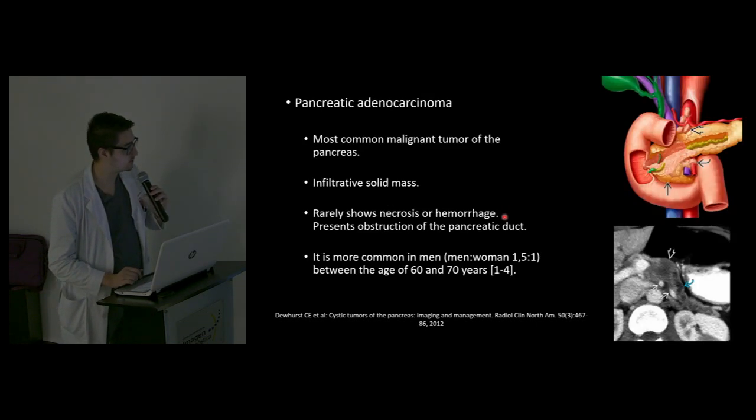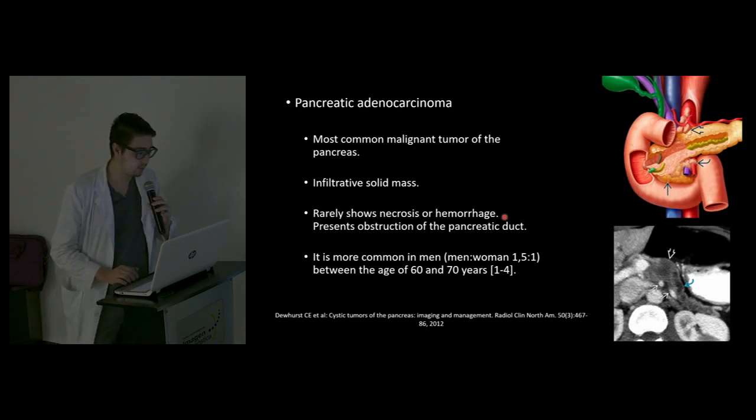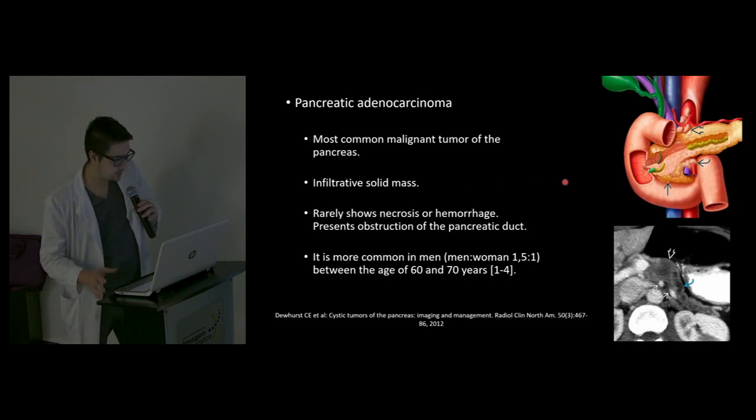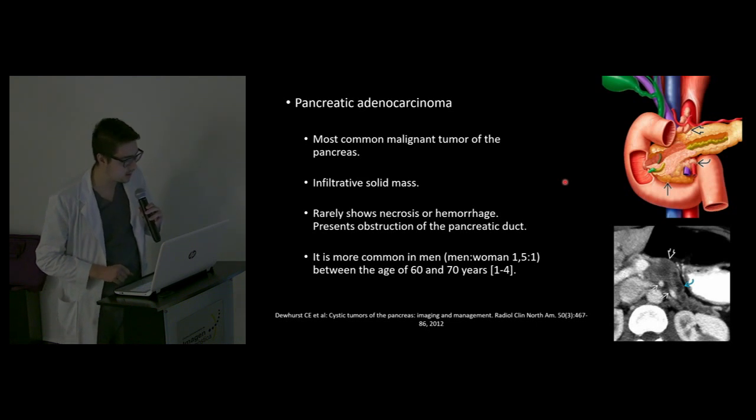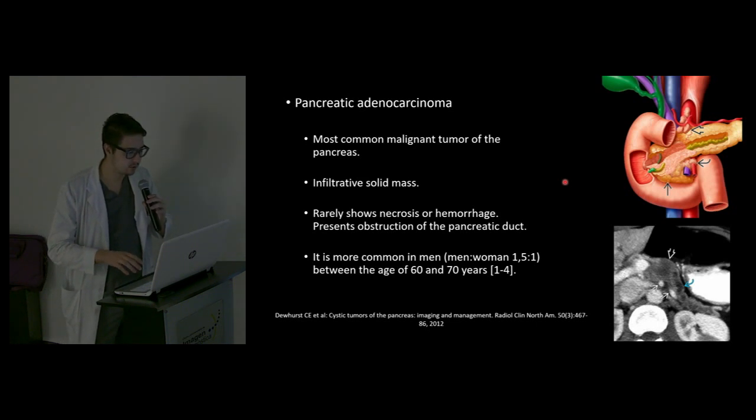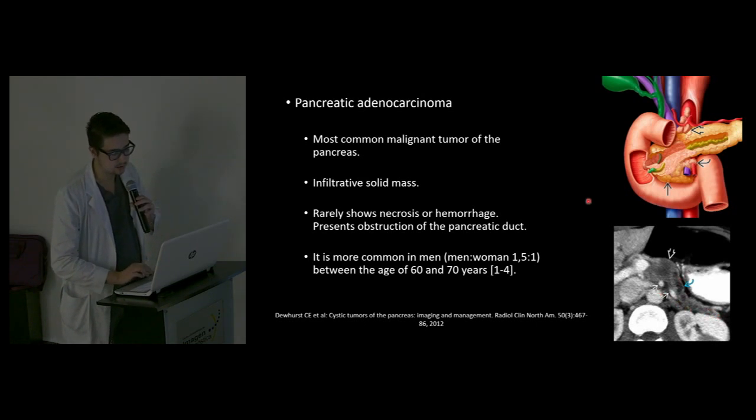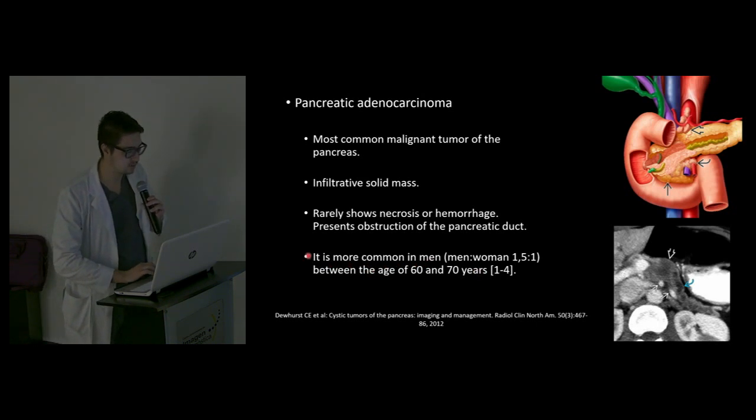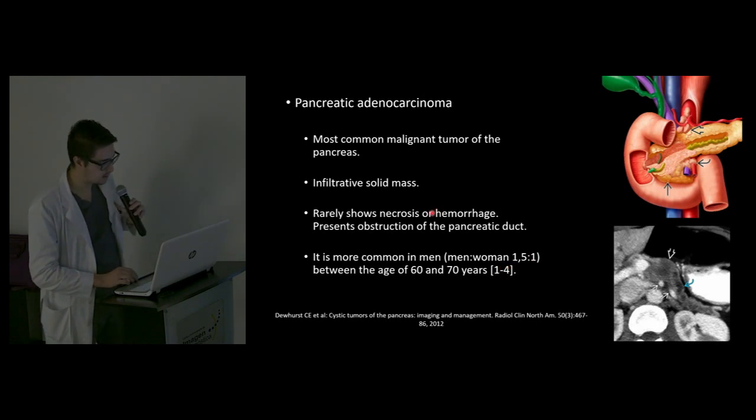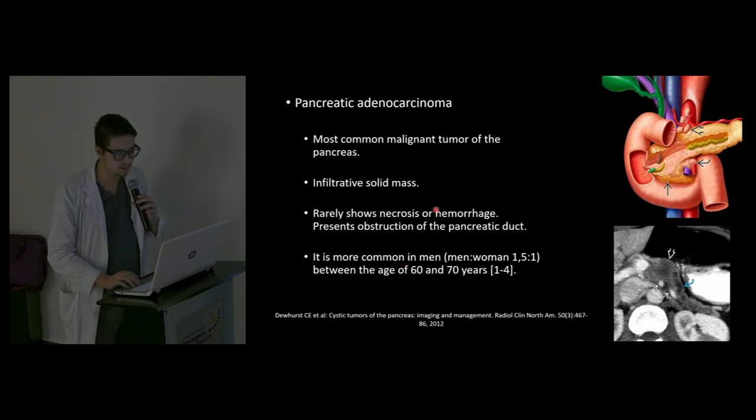The last differential is the pancreatic adenocarcinoma. It is the most common malignant tumor of the pancreas. This is an infiltrative solid mass. Contrary to the pathology that we are reviewing, this rarely shows necrosis or hemorrhage. A very common presentation is pancreatic duct dilation and pancreatic atrophy. And contrary to this tumor, it is a little more common in men, with a relation of 1.5 to 1, and the age is a little older, between 60 and 70 years.